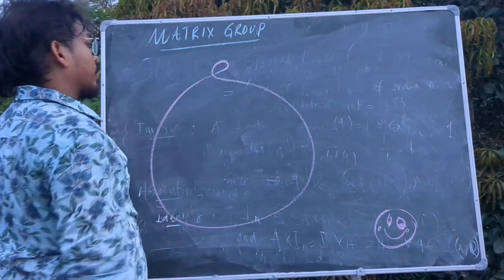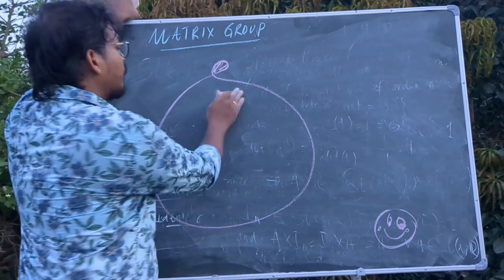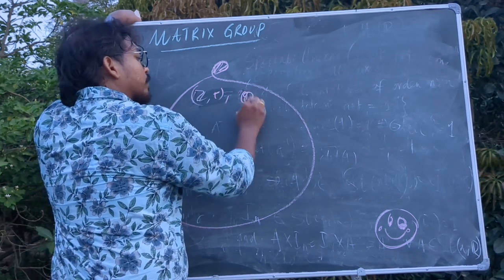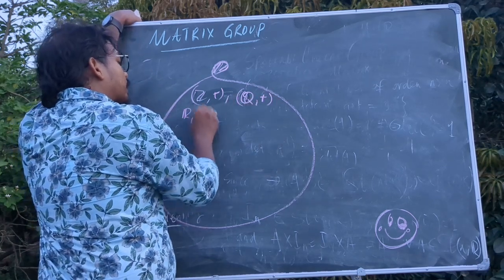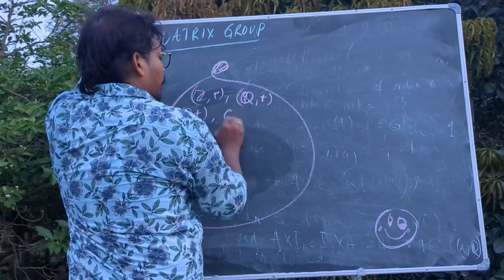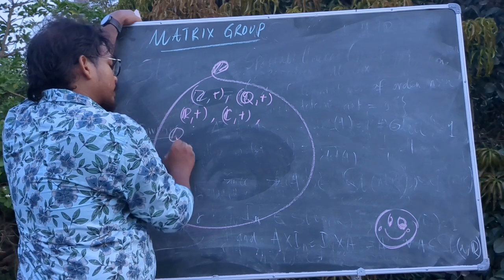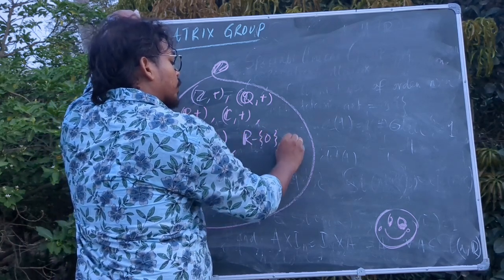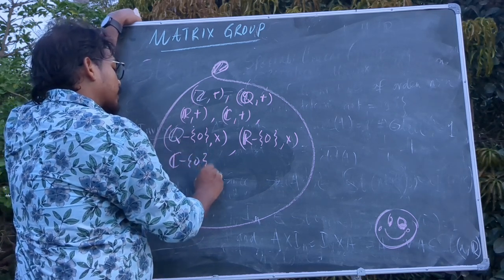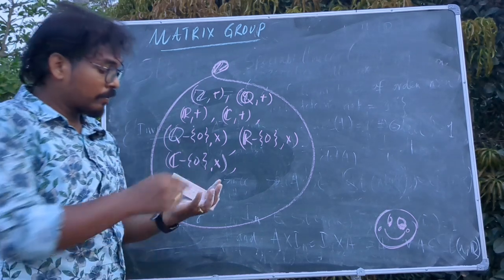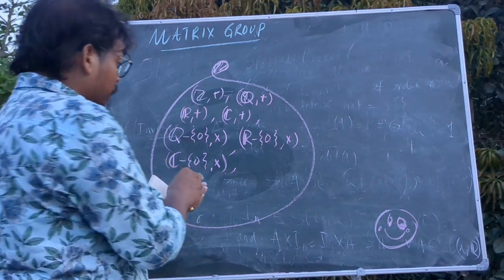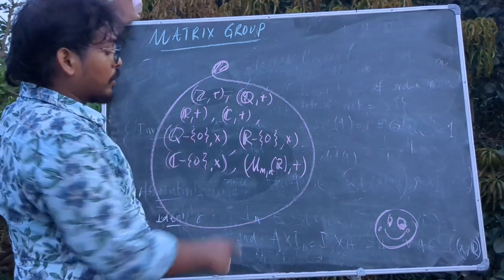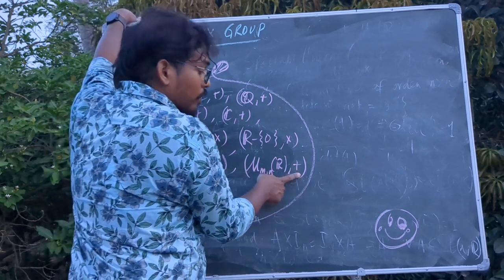In this video we have seen, previously, the set of integers under addition, the set of rational numbers under addition, the set of real numbers under addition, the set of complex numbers under addition, the set of non-zero rationals under multiplication, the set of non-zero reals under multiplication, the set of non-zero complex numbers under multiplication. All are abelian groups. This is also abelian: the set of all matrices of order m by n with real entries, where the operation is addition.